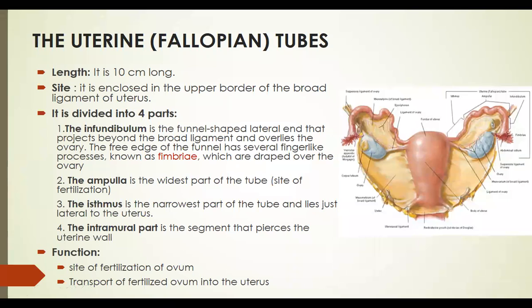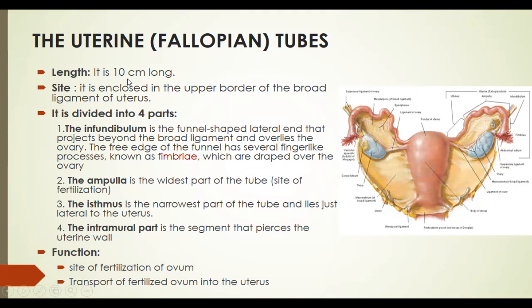Now going to the fallopian tubes. After the ovary, the primary organ, these are the secondary organs. The second important organ is the fallopian tube, which is also called the uterine tube or the oviduct. All the names are for the same tube, the fallopian tube.